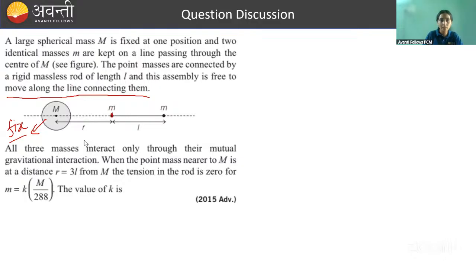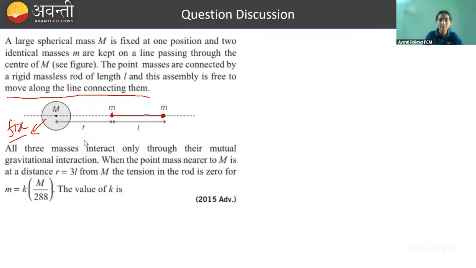Then there are these two masses and they are connected by a massless rod. Okay? So these two masses connected by a massless rod, nowhere is it mentioned as small masses, so I should not be using this term. So these two masses connected by a rod constitute one system. Okay? Then it is asked, all three masses interact only through their mutual gravitational interaction. कहने का मतलब ये है कि only force acting in this system is the gravitational force. Nothing else you have to consider.